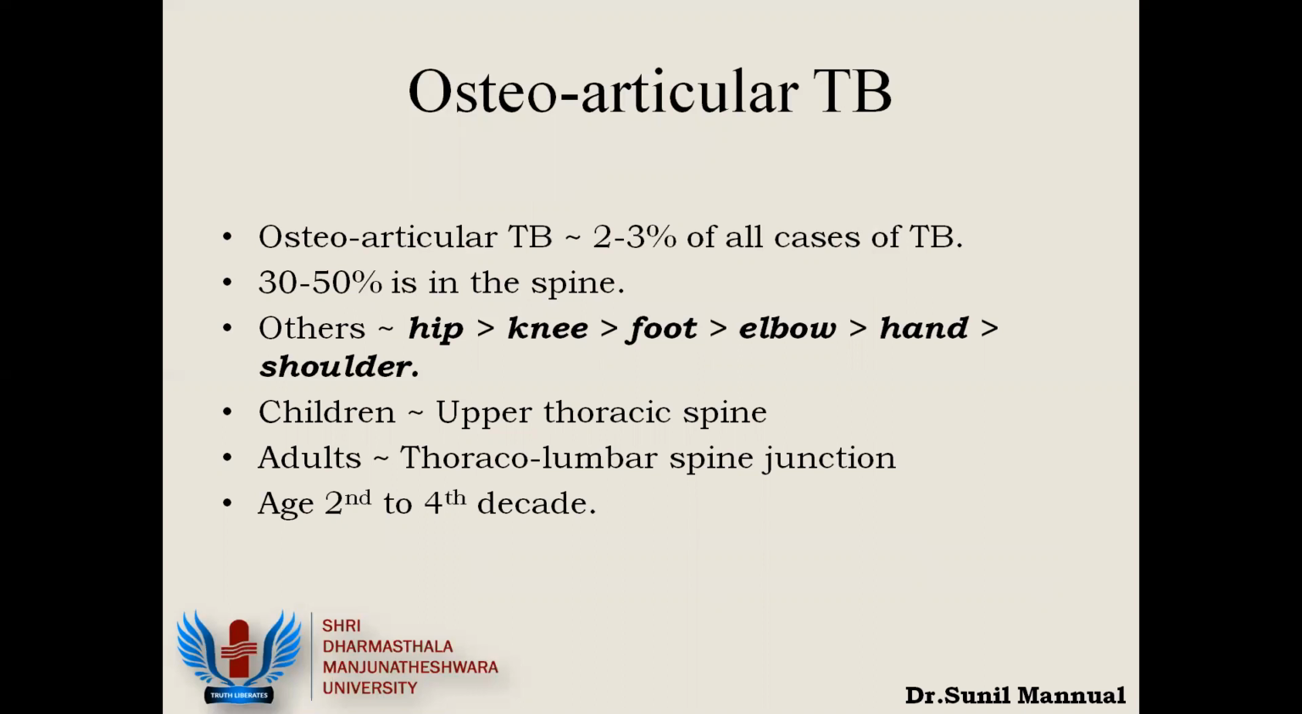So osteoarticular tuberculosis accounts for around 2 to 3% of all cases of tuberculosis. In osteoarticular tuberculosis, that is tuberculosis affecting the bones and joints, the spine is involved in 30 to 50% of the cases. So TB spine is the most common type of osteoarticular tuberculosis.